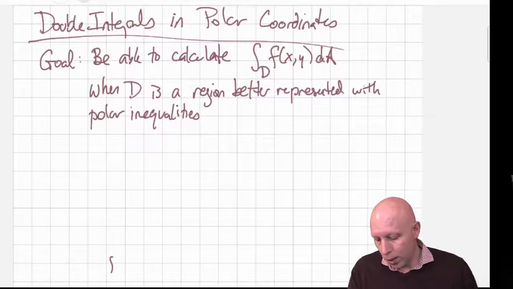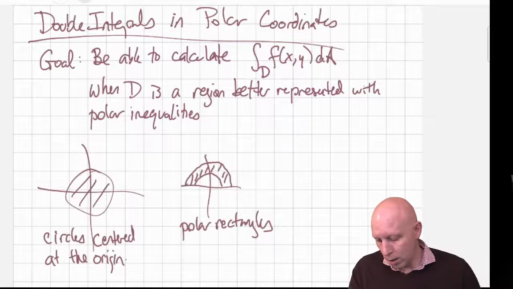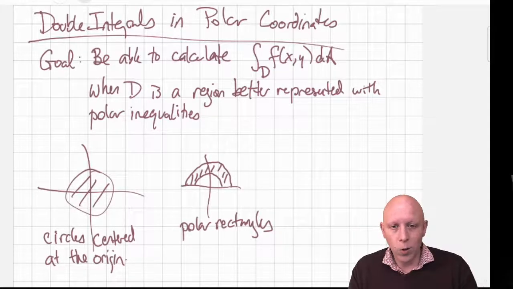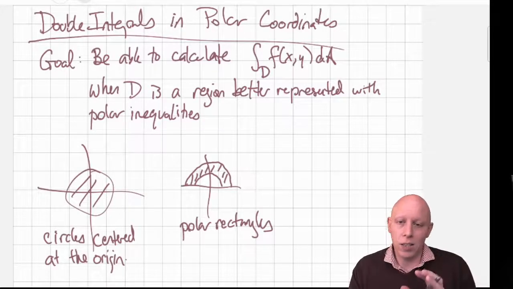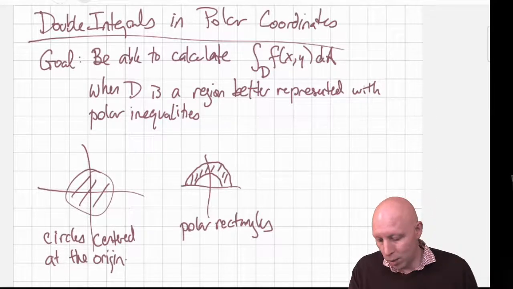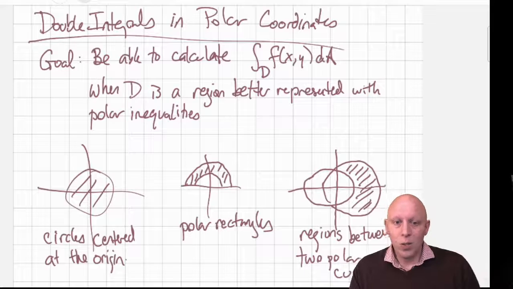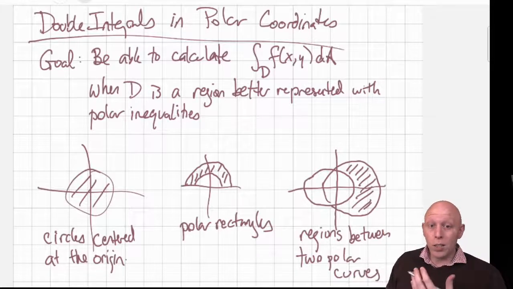So, for example, we can talk about circles centered at the origin. When your domain looks like a circle centered at the origin, that's a key that we'll probably be thinking about calculating that integral using polar coordinates. Another example, polar rectangles. Whenever you have some part of an annulus, that's another type of region that's better represented with polar inequalities. Also, regions between two polar curves.